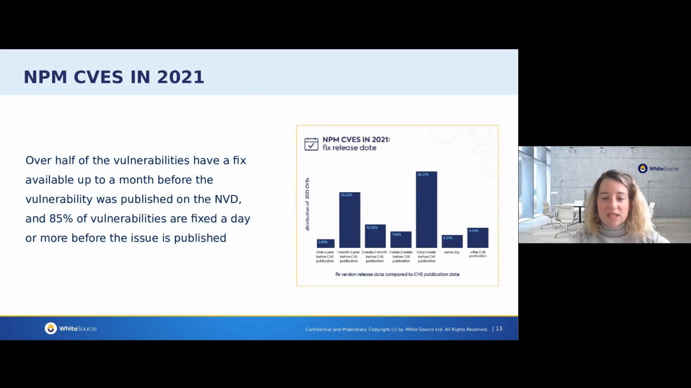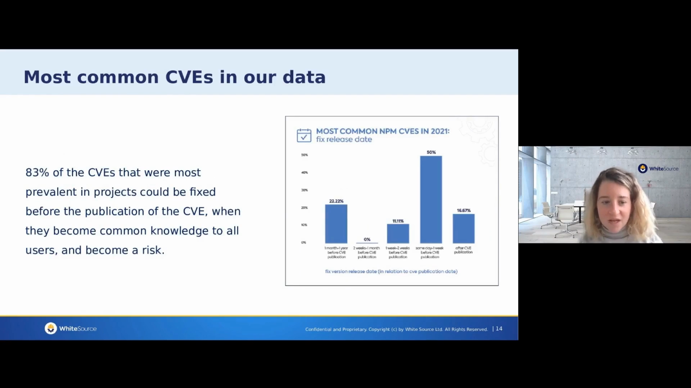CVEs in 2021, over half of those vulnerabilities had a fixed version more than a month before the vulnerability was published to the NVD. So think what it means. It actually means that you had even a month to update your versions, to make sure that you have all the tests in place, to make sure that you have everything that you need before the vulnerability is actually published. So again, this is actually great news.